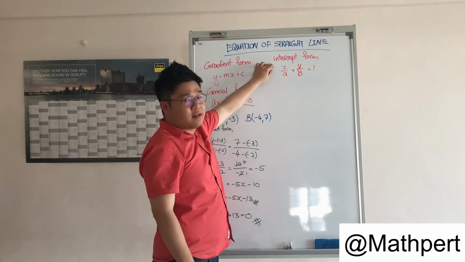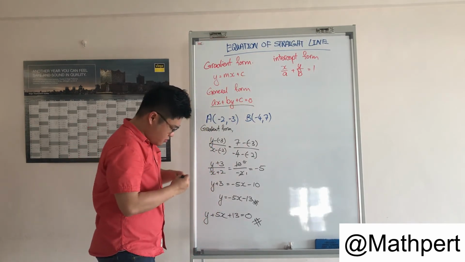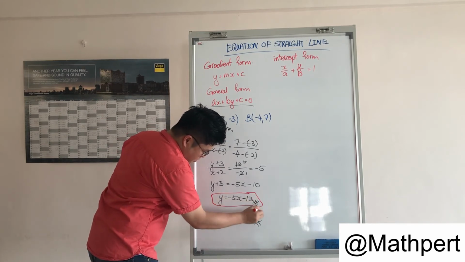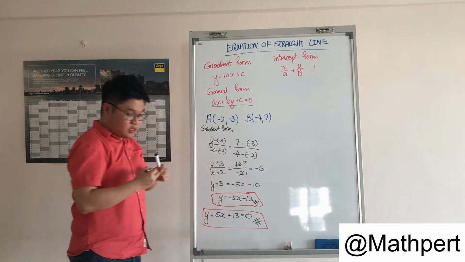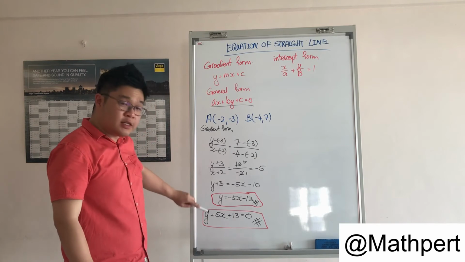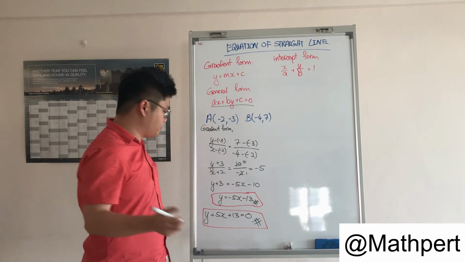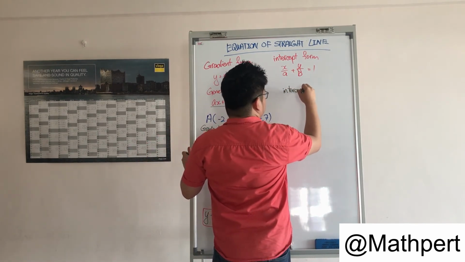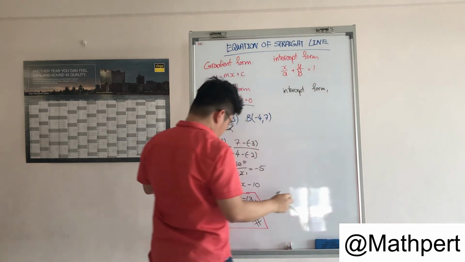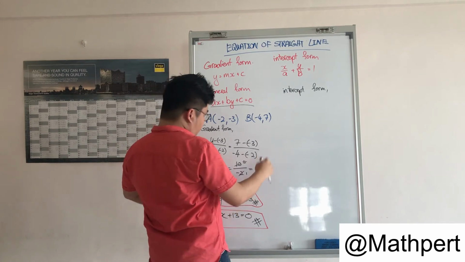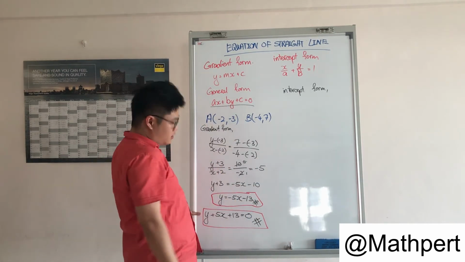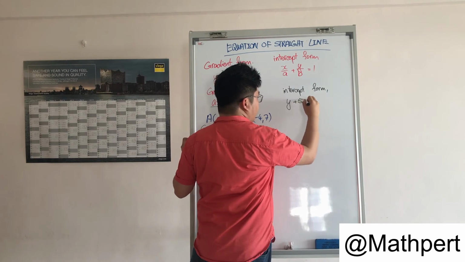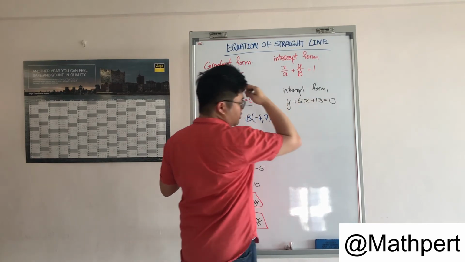So now take a look at the intercept form. How do we convert these into intercept form? These two are the same, right? So we turn it into intercept format. Let's use the general form to turn it into intercept form: y plus 5x plus 13 equals 0.